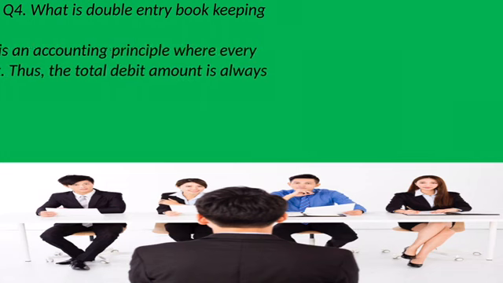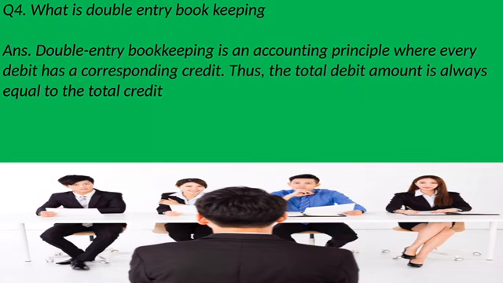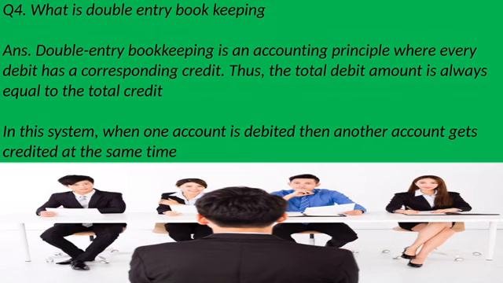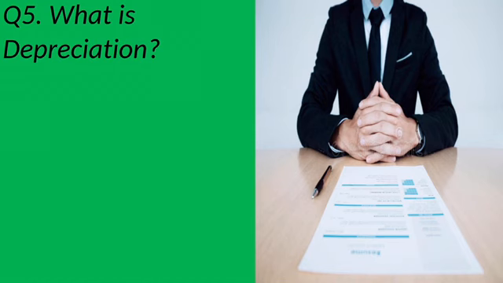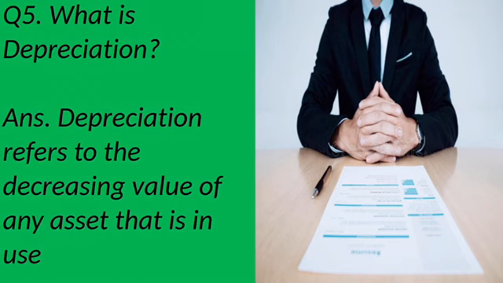What is double entry bookkeeping? Double entry bookkeeping is an accounting principle where every debit has a corresponding credit. Thus, the total debit amount is always equal to the total credit. In this system, when one account is debited, another account gets credited at the same time. What is depreciation? Depreciation refers to a decreasing value of any asset that is in use.